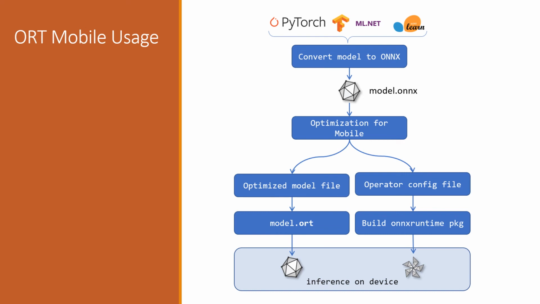You will take your ONNX models and put them in a directory to run the conversion script against. They will be optimized, and an optimized ORT format model will be produced, along with a configuration file that contains the operators that are required and optionally the types that are required. This configuration file is used to build the ONNX Runtime package, which is then deployed to enable inferencing on device.